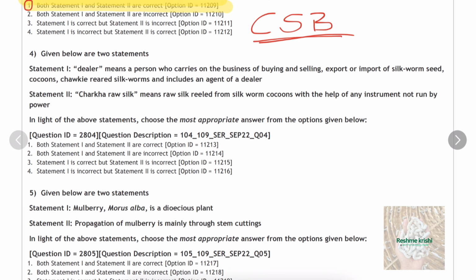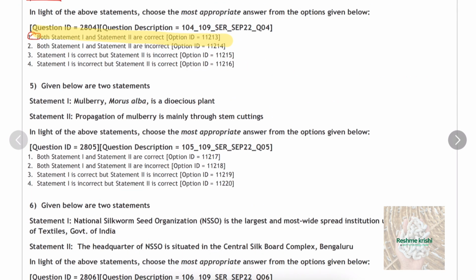Given below are two statements. Dealer means a person who carries on the business of buying and selling, export and import of silkworm seed, cocoons, charkha raw silk, etc. That's true. Charkha raw silk means silk reeled from the silkworm cocoon with the help of any instrument not run by power. It should not be run by power; it is hand driven. So this statement is correct. And dealer means this business is only to buy and sell, right? This is true. So statement 1 and statement 2 both are correct.